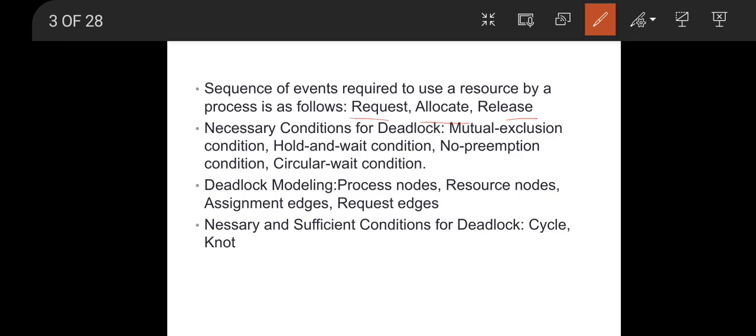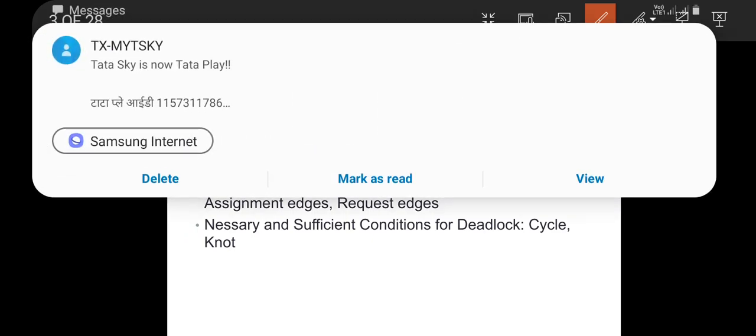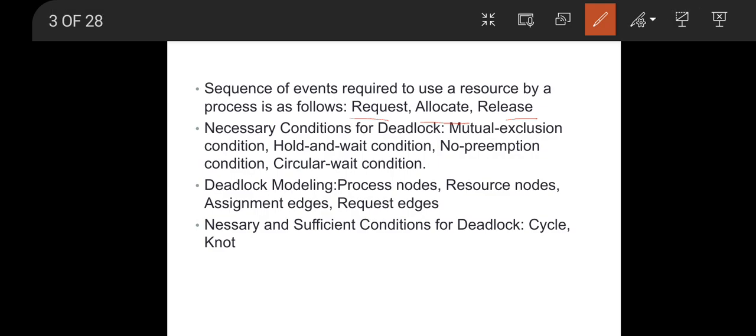Next is hold and wait condition. If a system is allowing hold and wait condition, it means that the system is allowing a process to hold a resource and request another resource. If the system is not allowing hold and wait condition, then the process is not allowed to request another resource if it is already holding one resource.